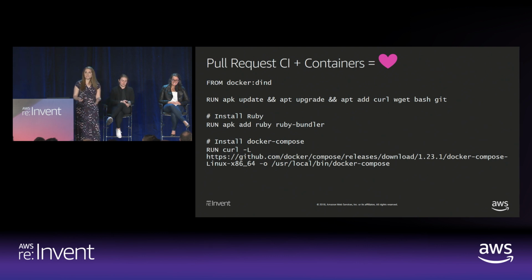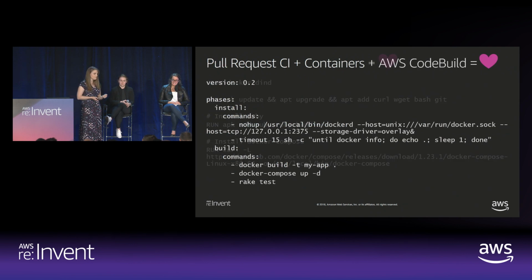And so I'm able to put together all of these unique combinations of tools in this Dockerfile. I build it and I can use it with any CI provider that takes a Docker image for the build environment. So this is an example of a build spec that I could use if I'm doing both a Docker build, doing Docker Compose up, and then doing rake tests to run tests against my running containers that I've built.